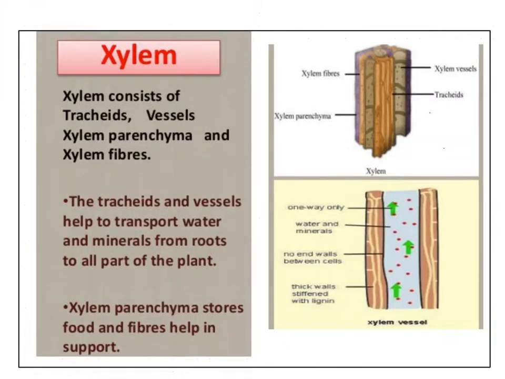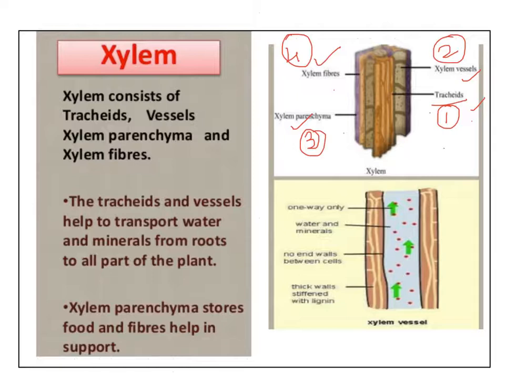Now just look at the first picture. Xylem is made up of four components. First is tracheids. Xylem is made up of four parts: tracheids, vessels, xylem parenchyma, and xylem fibers. So how many components is xylem made up of? Four components: tracheids, vessels, fibers and parenchyma.